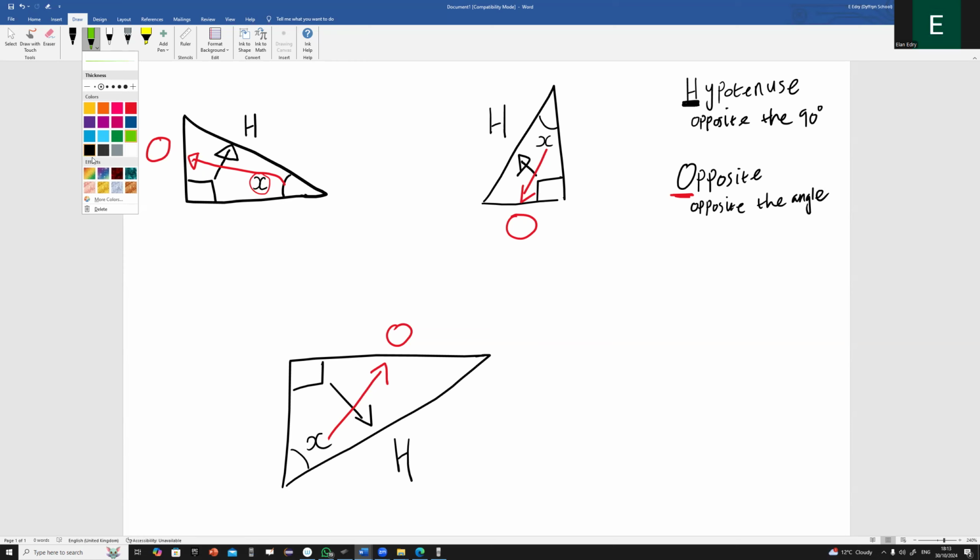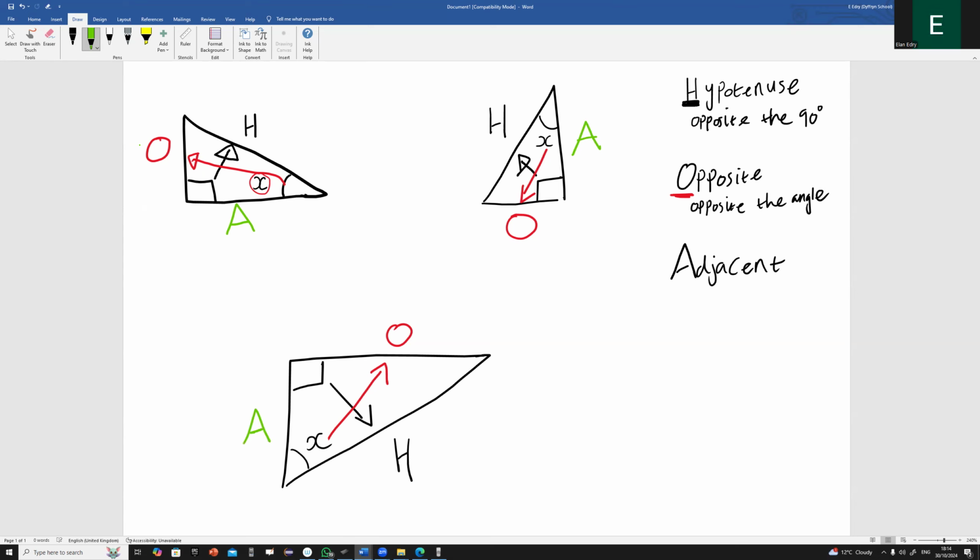I'll just keep using black for the time being. The adjacent. Now, adjacent just means right next to. So this is the only side that we haven't labeled. So on the first triangle, that's going to be this side. And I use an A for adjacent. Second one is this side. Third one, it is this side. And you can see in each case, it is right next to the angle that we want to find.